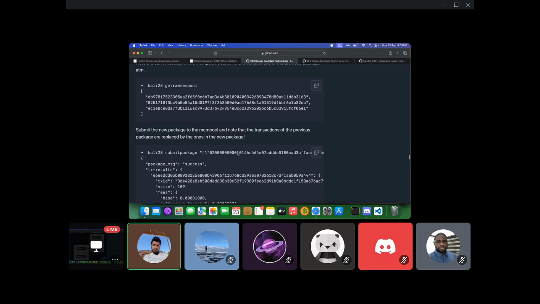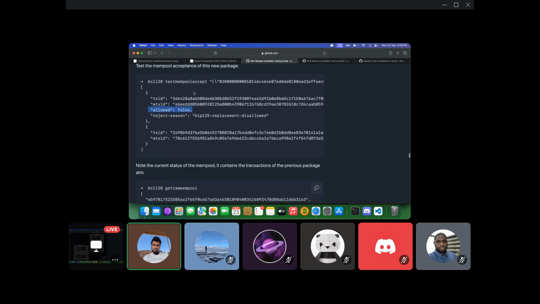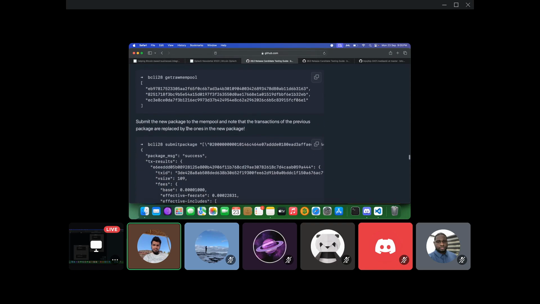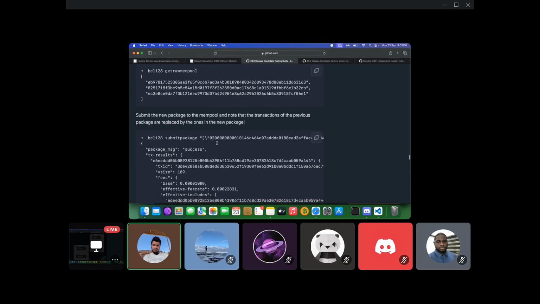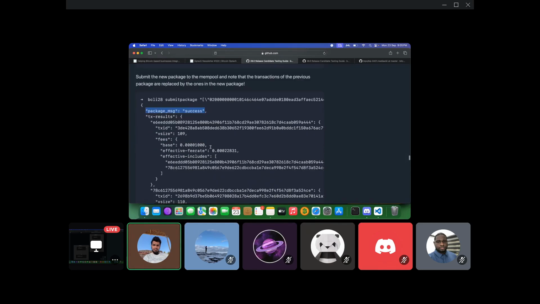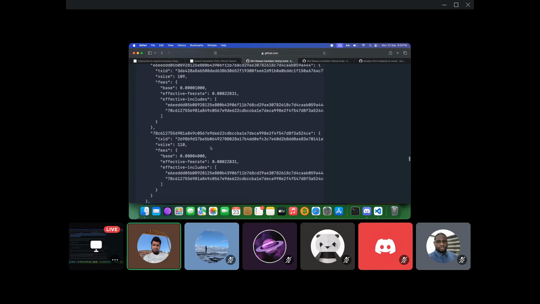Submit the new package to the mempool and note that the transactions of the previous package are replaced by the ones in the new package. So you submit it. When you test for it, it'll say false because a transaction already exists in the mempool. But when you submit it, the transaction that is paying the higher fee will be accepted in the mempool. So success. What happened here is that we created two packages.